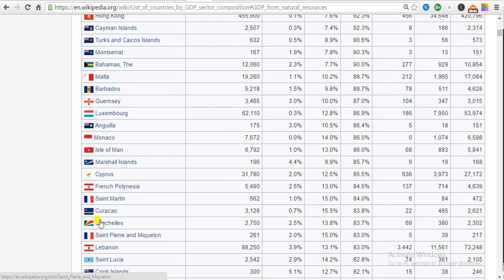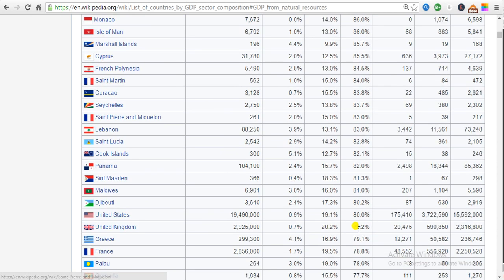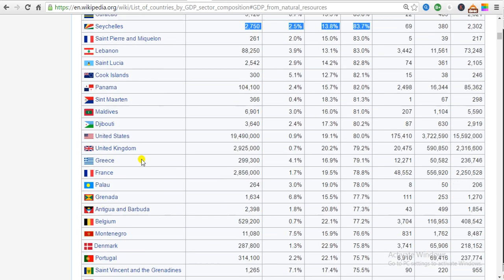And a familiar face, Seychelles. We've seen Seychelles appear a lot, and we see that most of its money comes from services. And the US, right? A huge service economy and a very small industrial economy.